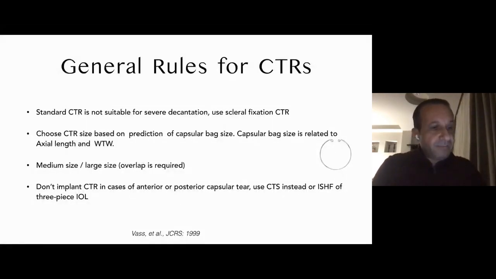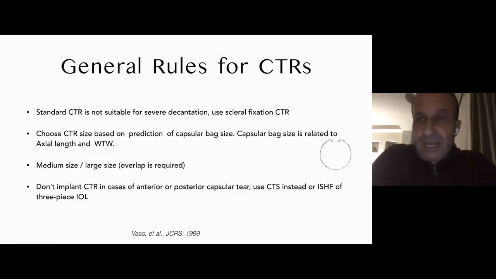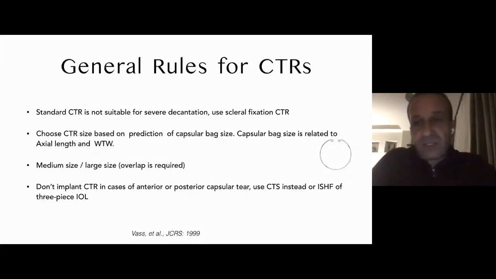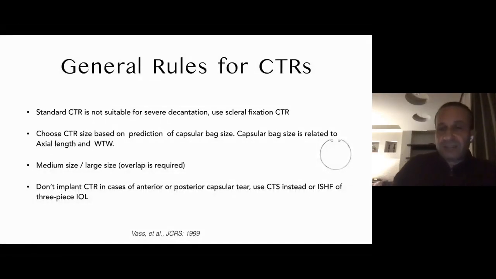Some companies produce the capsule tension ring in small, medium, and large sizes. So in this way, you should choose the size of the capsule tension ring based on the size of the capsular bag, and the size of the capsular bag can be predicted by the axial length and white to white. Practically speaking, sometimes you don't have the measurement of white to white. So if you don't have the white to white and you just need to implant the ring, choose the medium or large size ring.